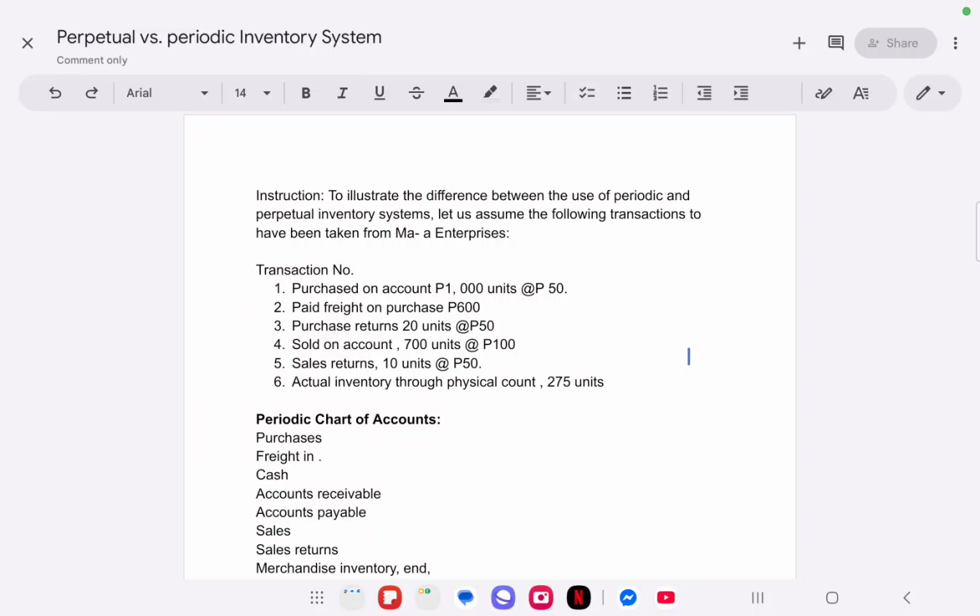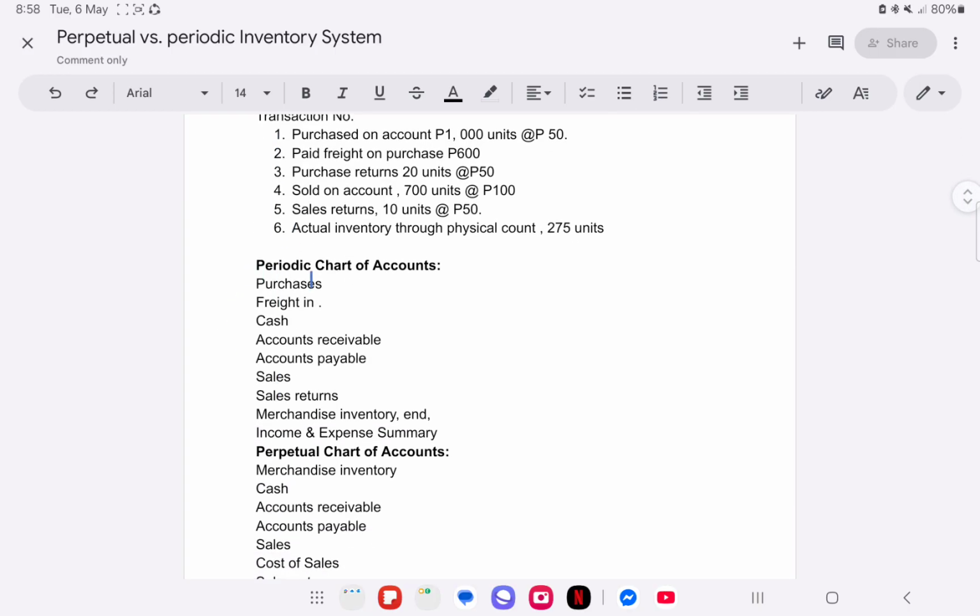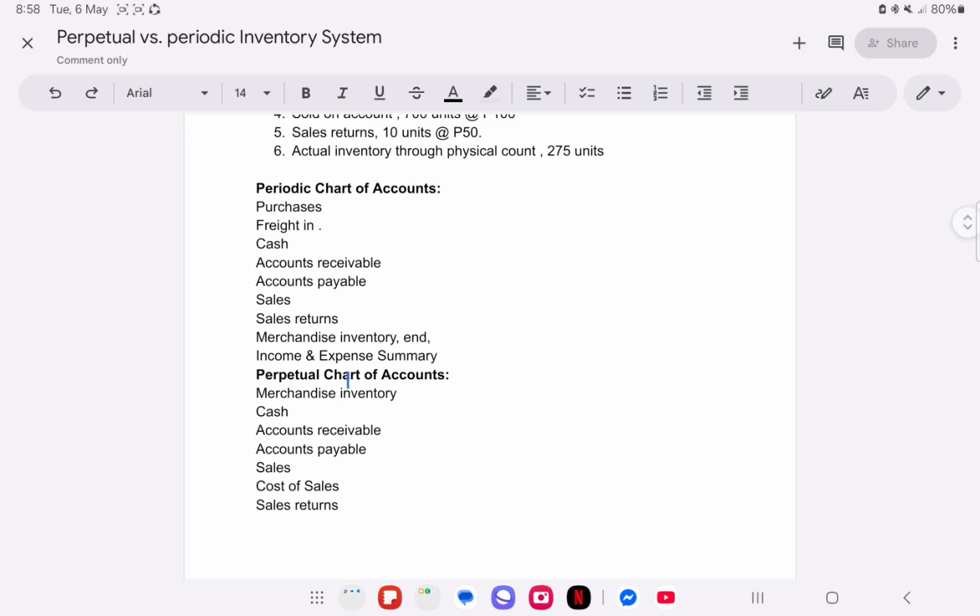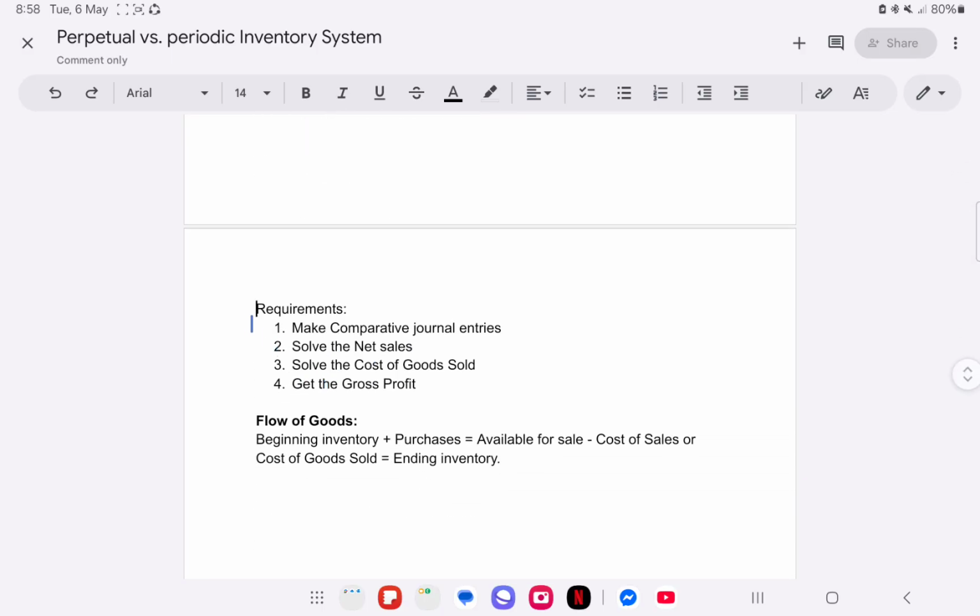Everyone, for this video we're going to discuss the Ma Enterprises. We're going to compare the journal entries of the periodic inventory system and the perpetual inventory system. Let us solve transaction number 1 to transaction number 6 by using the periodic chart of accounts and perpetual chart of accounts. The requirements are to make comparative journal entries, compute net sales, cost of goods sold, and the gross profit.